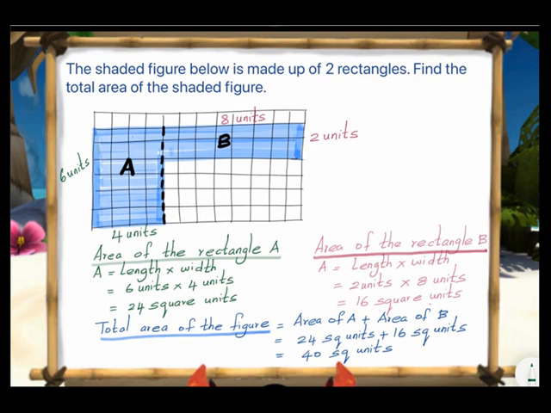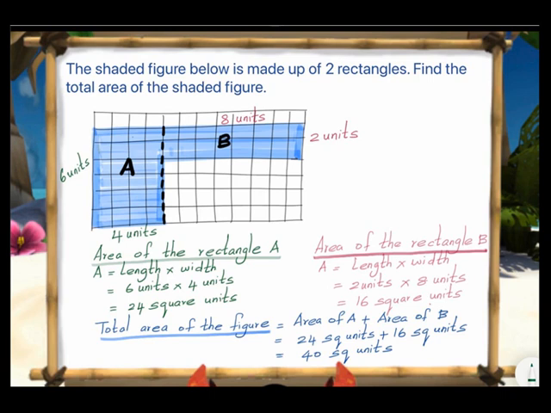So finally, let us add the total area of rectangle A with rectangle B. So when we add rectangle A to rectangle B, we get 24 square units plus 16 square units. We get 40 square units. So the total area of the shaded figure is 40 square units.